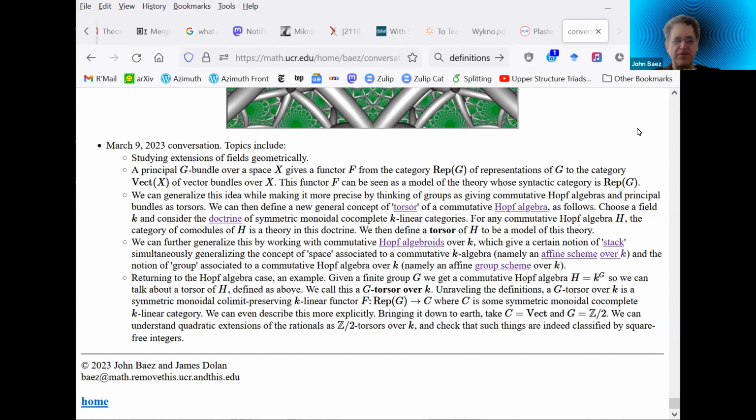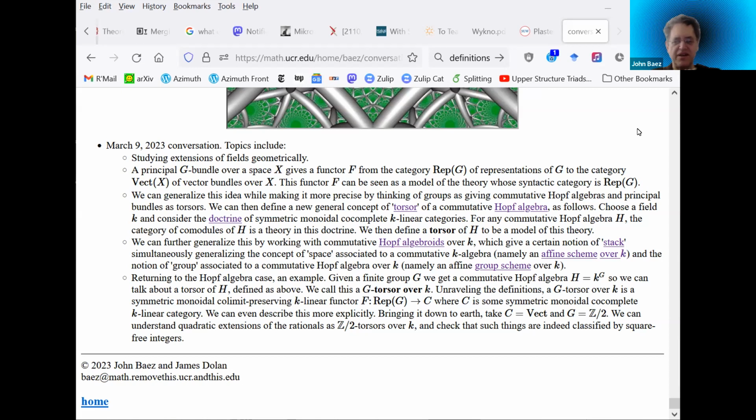So now doing an example of this business. We'll start with a finite group G. We're going to turn it into a commutative Hopf algebra H, which is just, in this case, K to the G, made into a commutative algebra by pointwise operations and getting a Hopf algebra structure because of the operations in G. So then we can talk about torsors of H as models of the theory I mentioned. So a torsor of H is, we'll call it a G-torsor over the field K, in this case.